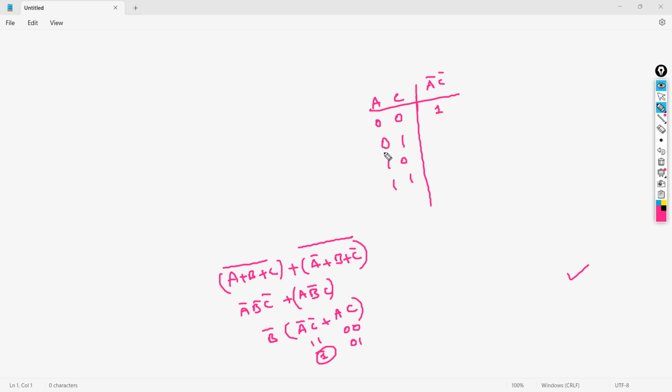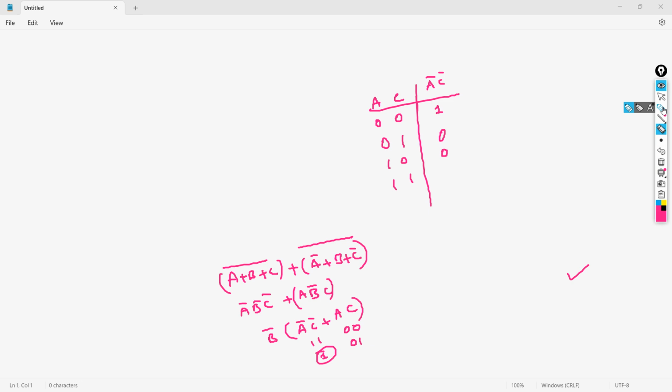Now in this case, A bar and C bar is going to be what? See, A is 0, that means this is 1. And the C is 1, and this means this is going to be 0. So this is going to be 0. Okay, now what about this case? This is going to be again 0. Hold on, my bad.